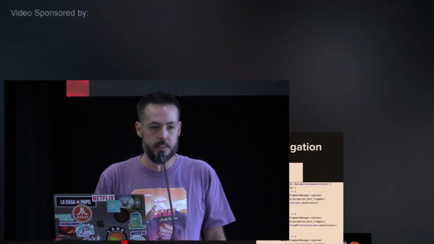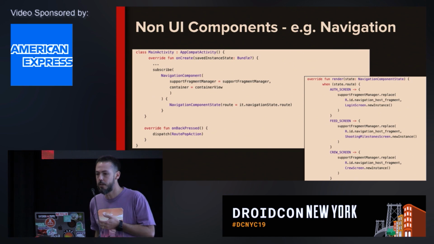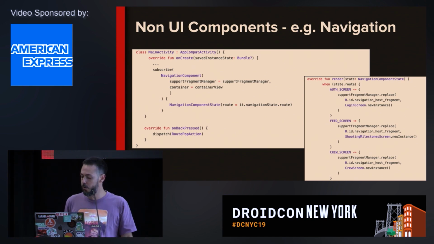And what we do here is when the state changes, we are going to invoke the fragment manager to replace that and send the user to the right screen, the screen that we want to send the user to. And that's our navigation component.